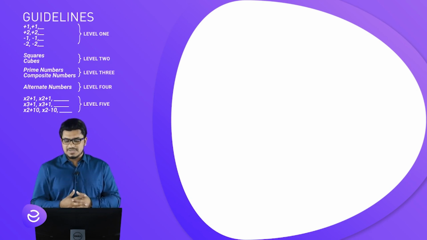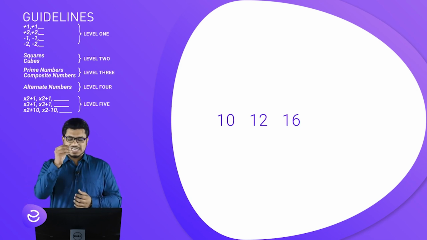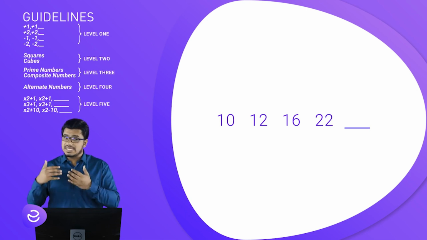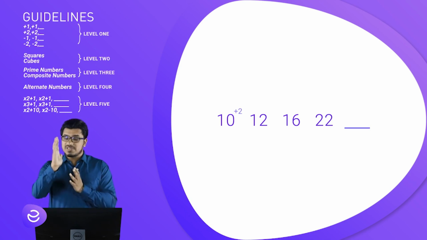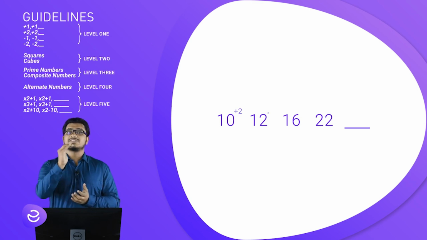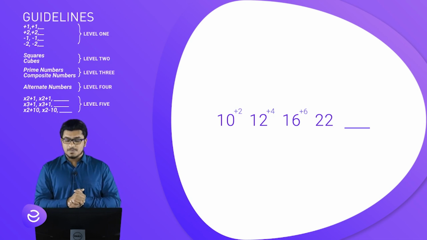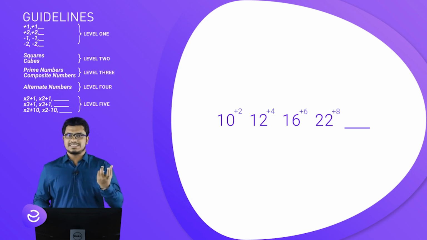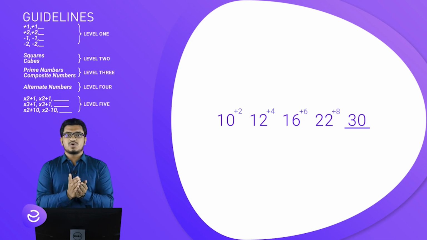We have some other examples. For example, look at your screen. We have 10, 12, 16, 22, dash. So this is not a +1, +1, +1 series. This is neither a +2, +2 series. If you look at the difference between the numbers, you have 10 plus 2, you get 12, 12 plus 4, 16, 16 plus 6, we get 22. So you can see another type of series forming there: +2, +4, +6. So the next one will be +8. So you get 22 plus 8, the answer will be 30. So this is a mix of the +1, +2 series.